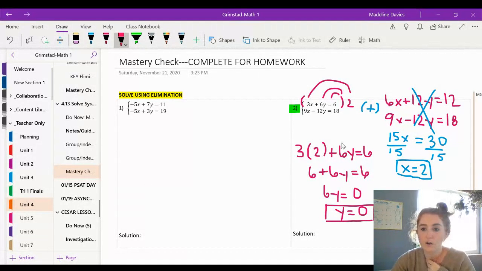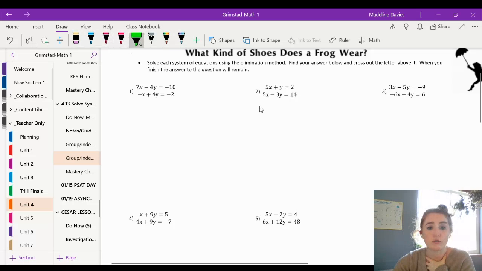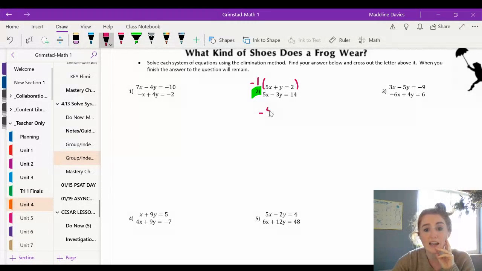Voila. Okay, so now that we have that done, I'm just going to move into the independent practice and go through number 2 for you. So this one's a little bit easier. I already have a 5x up top and a 5x on the bottom, which is great. They're both positive, so all I have to do is make one of them negative. I'm going to go ahead and choose the top one but you could choose the bottom one if you want. Rewrite that. It's going to be -5x minus y equals -2, because you have to multiply this -1 by everything in there. I'm going to rewrite the bottom one, so 5x minus 3y equals 14.